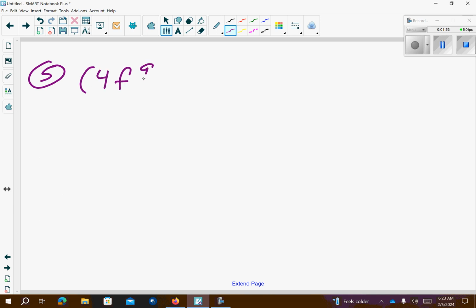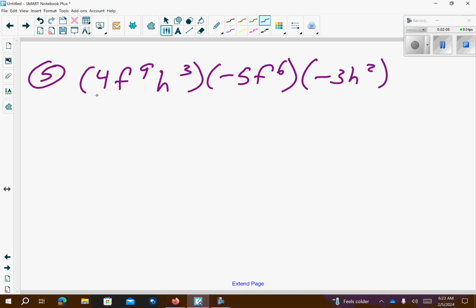Number 5, f to the ninth, h to the third times negative 5, f to the sixth times negative 3, h to the second. So 4 times negative 5, that gives me negative 20. Negative 20 times negative 3 is positive 60.